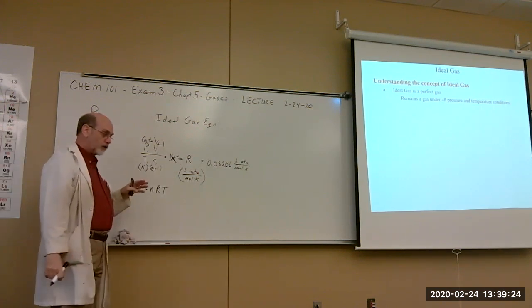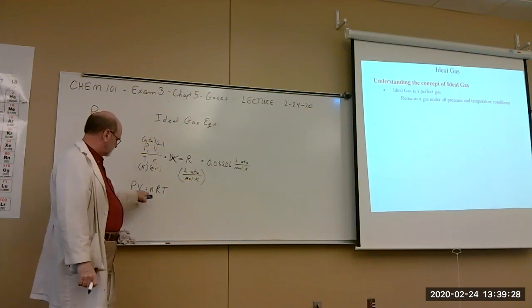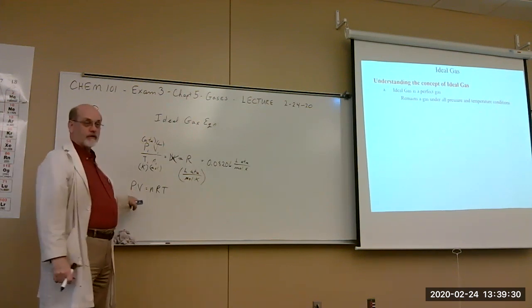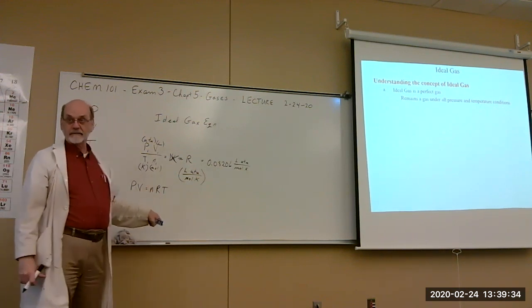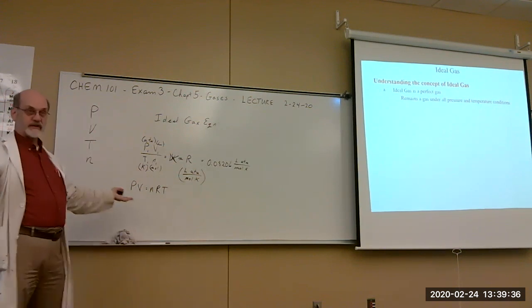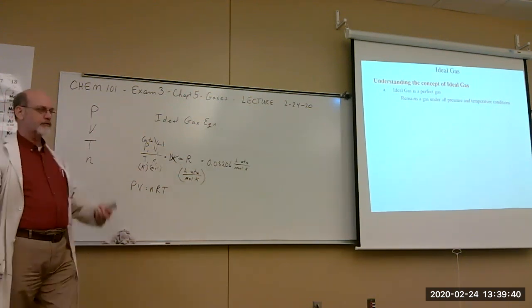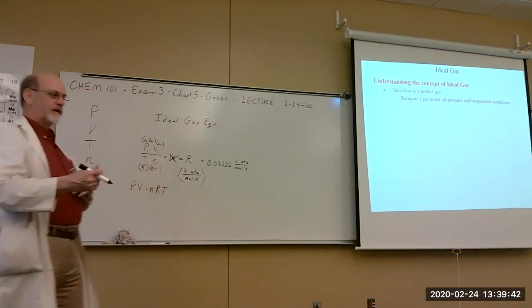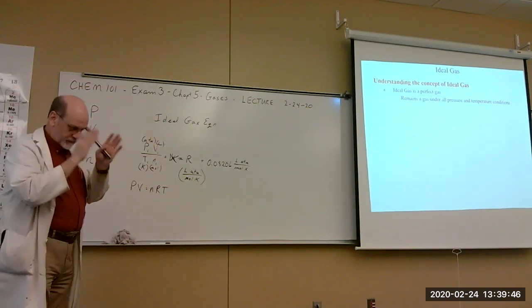If you know three of these variables, three of the four, you can solve for the fourth one, because R is a constant. So you don't need to know before and after in this case. We've gone through before and after equations, and now we've got the ideal gas equation, which is a state function.